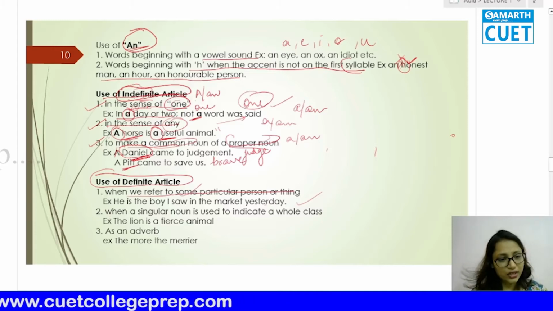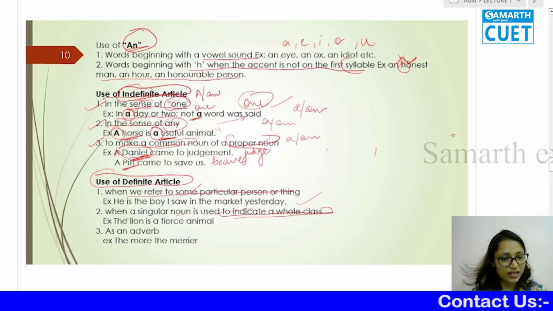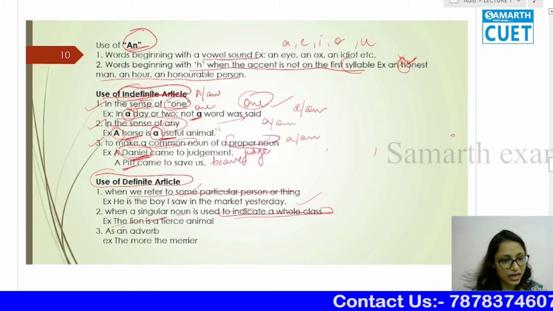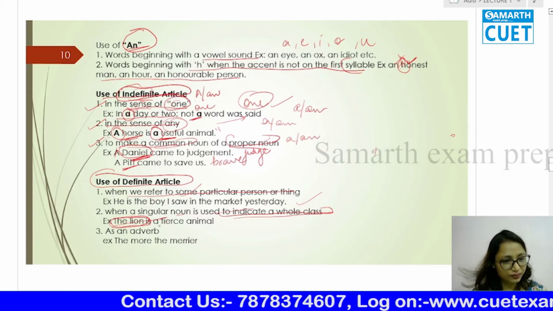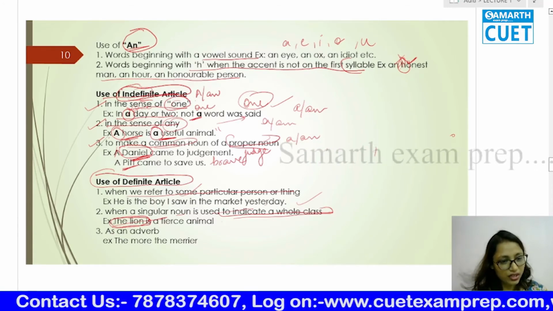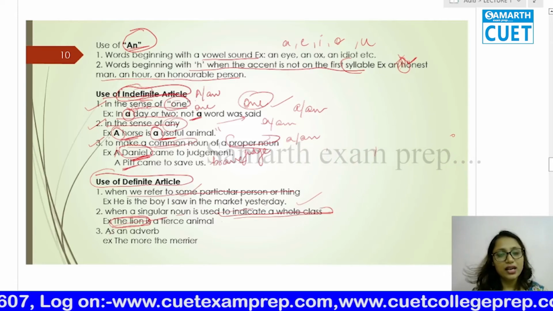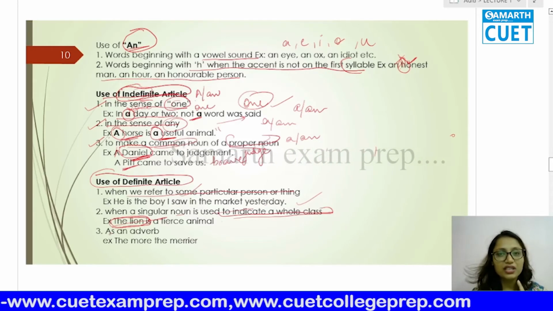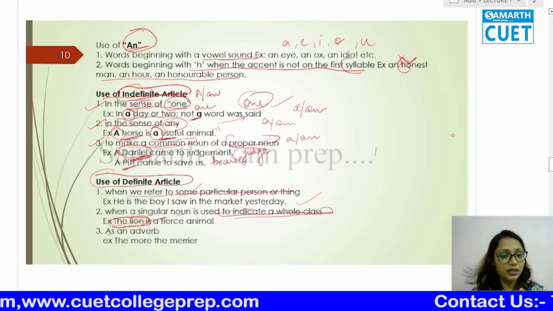When a singular noun is used to indicate a whole class, that means the lion is a fierce animal. We are using a singular noun to indicate the whole class. That means the lion means the whole community of lions is a fierce animal. We are not saying a lion. A lion means not a single lion is going to be a fierce animal. No, all the lions are fierce animals.